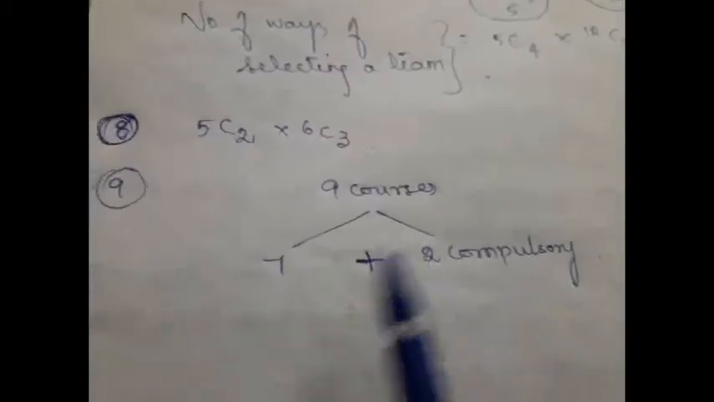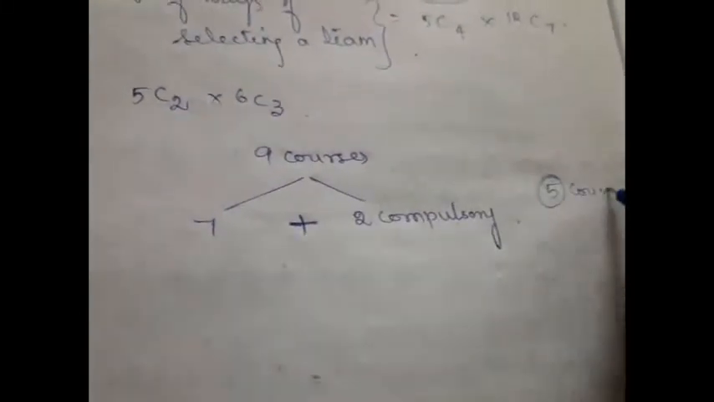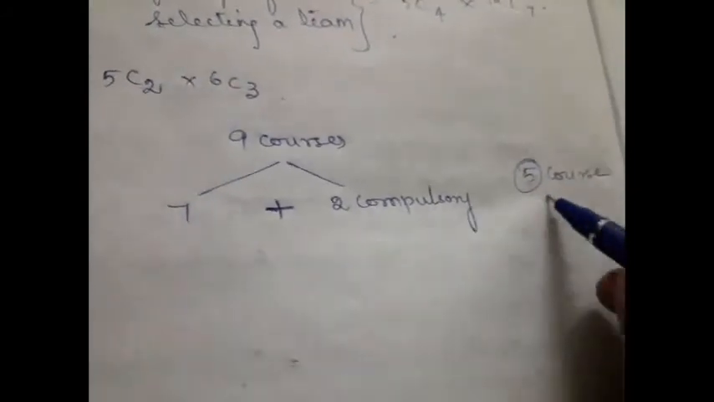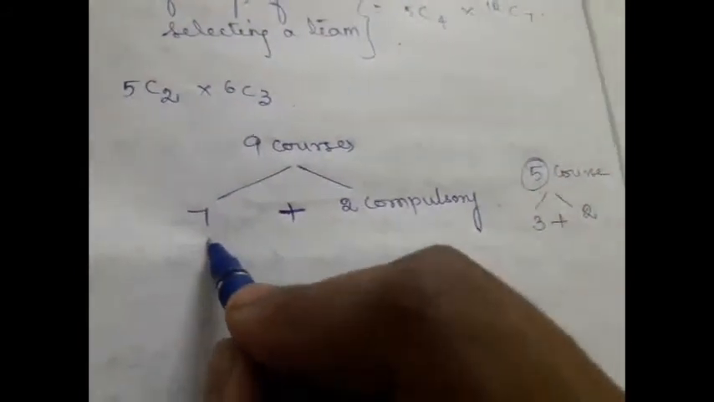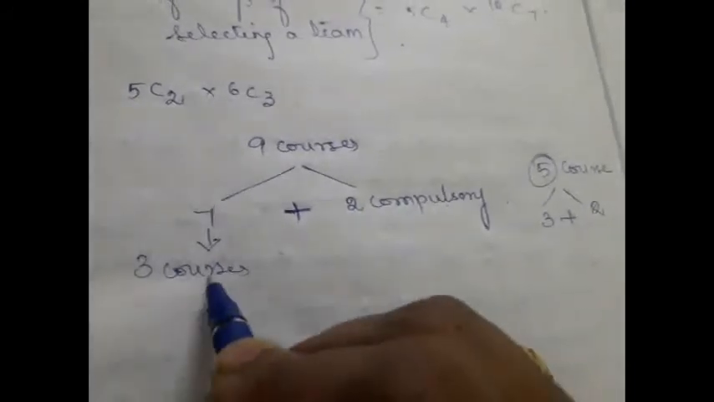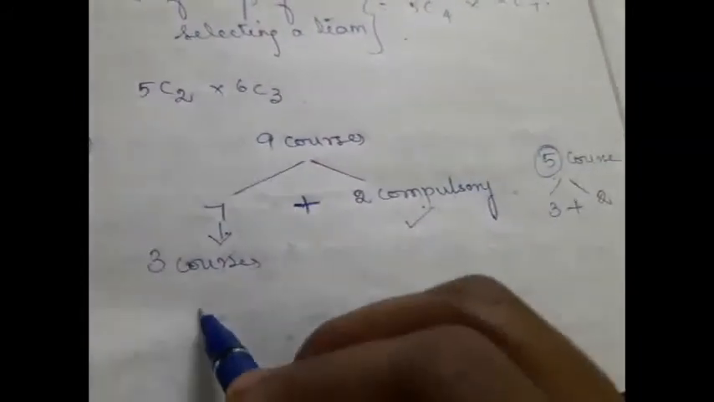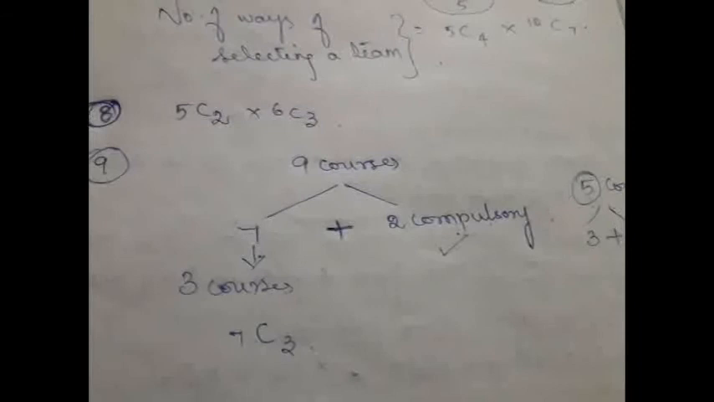So there are 9 courses. Out of 9 courses, 2 courses are compulsory. So the remaining 7 courses are there. On the whole, a student should select a 5 course program. Out of 5, 2 are compulsory. So the remaining is 3. So out of 7, 3 courses should be selected, right? Already 2 are compulsory. So this can be arrived at in how many ways? Which is nothing but 7C3, right? So if you find 7C3, that will give your answer.